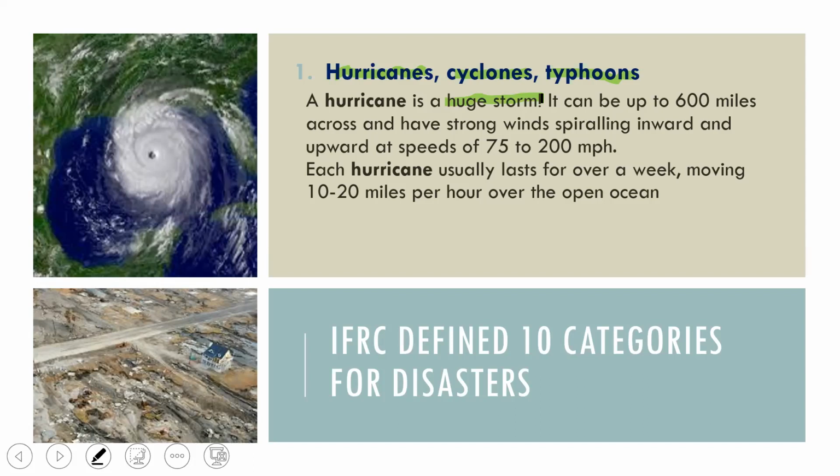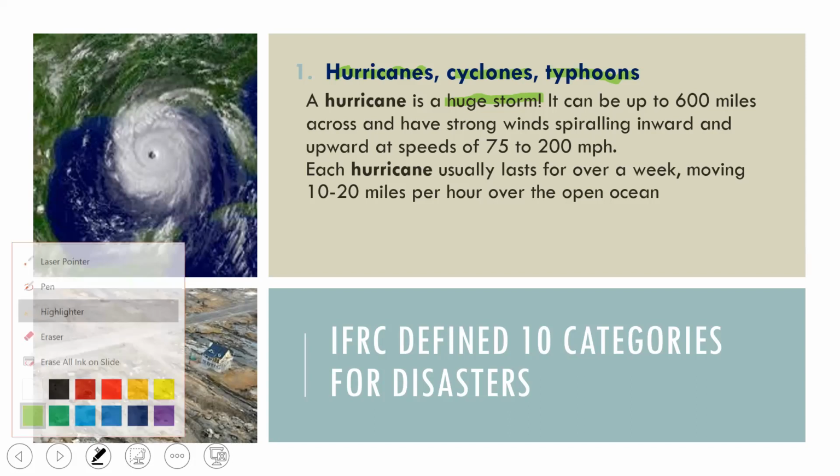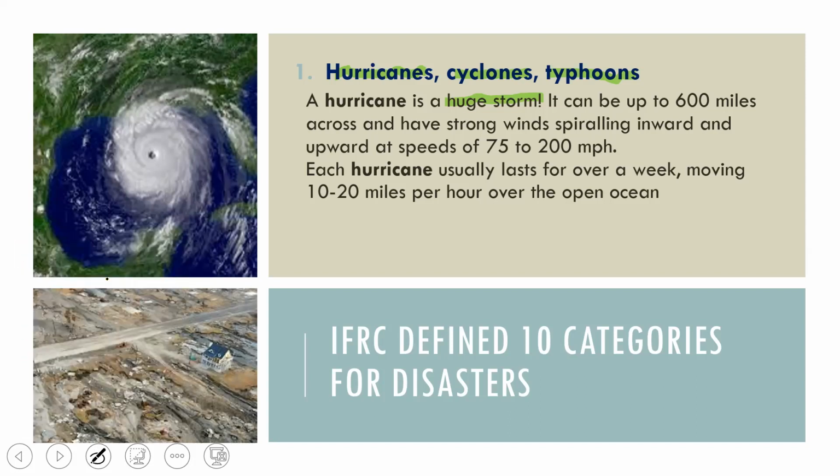All of them are storms. What do we mean by storm? Wind. Huge wind with a very high velocity. Here they say that it can be up to 600 miles across, almost 900 kilometers. What do they mean by 600 miles across?